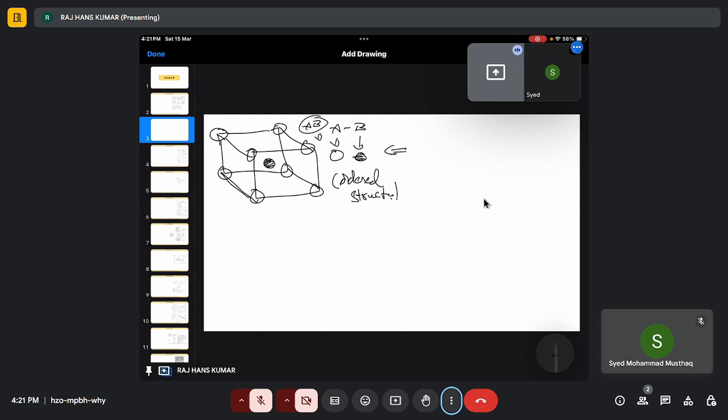Now, what about the disordered state? Now, again, let me draw the FCC, face-centered cubic. So these are my atoms. And the probability will be half.